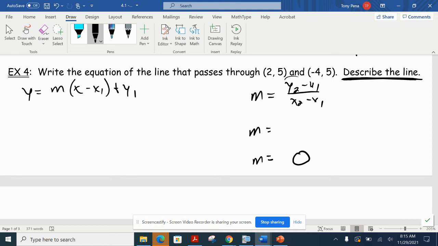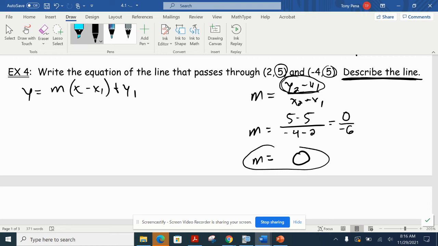The reason for that, when you subtract your y's, so this is just saying subtract the two y coordinates. Well, they're both 5s. So the numerator should have been a 5 minus a 5. And then your denominator, you're going to subtract your x's. So you would have a negative 4 minus a 2. So numerically, you get a 0 on top. You get a negative 6 in your denominator. And then that would obviously give you a slope of 0.